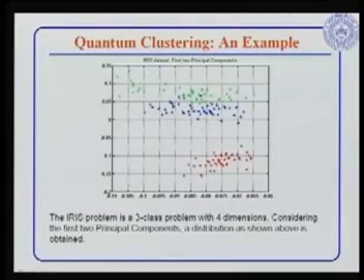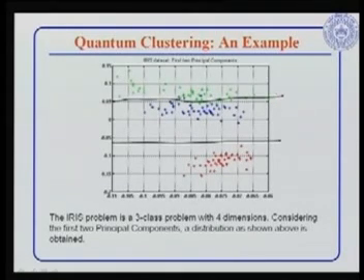So, here is an example. If you look at the iris data set, and plot the first two principal components, then you have these three different classes. You see that one class is completely separable from the other classes, whereas these two classes are all mixed. So, we have to create a method by which I can linearly separate the green from the blue. The iris problem is a 3 class problem with 4 dimensions. Considering the first two principal components, a distribution as shown above is obtained.